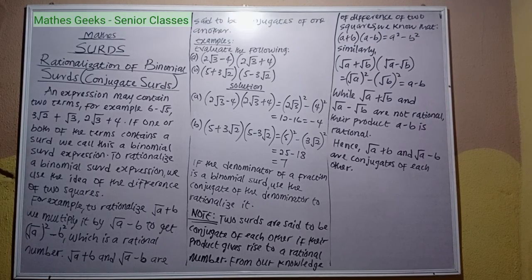Rationalization of binomial surds, conjugate surds. An expression may contain two terms, for example, 6 minus root 5, 3 root 2 plus root 3, 2 root 3 plus 4. If one or both of the terms contains a surd, we call this a binomial surd expression. To rationalize a binomial surd expression, we use the idea of the difference of two squares.